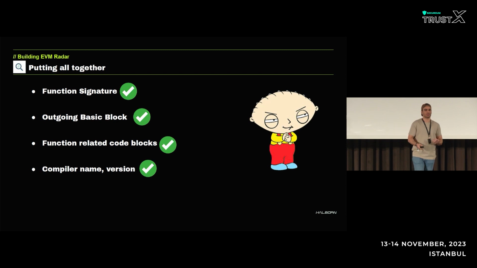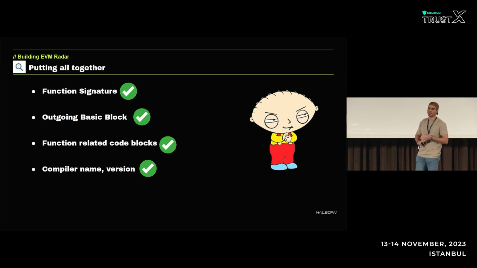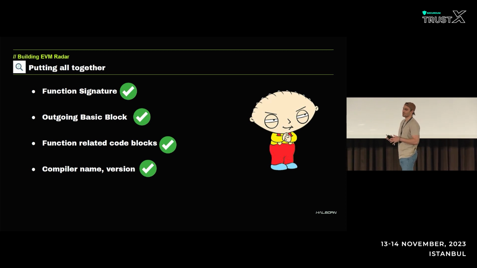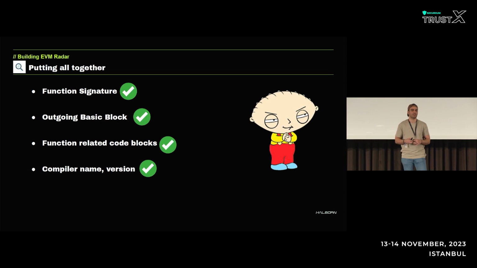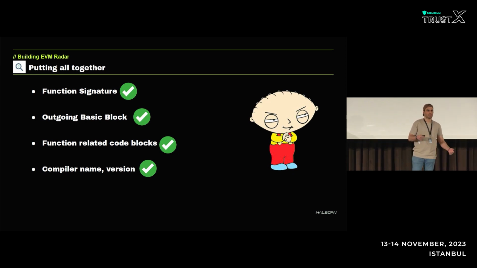So putting it all together, we now have the function signature and the outgoing code blocks, I mean the necessary ones only. We definitely have all the function-related code blocks, and we have the compiler name and version from the metadata. So I think it is time to do some art.